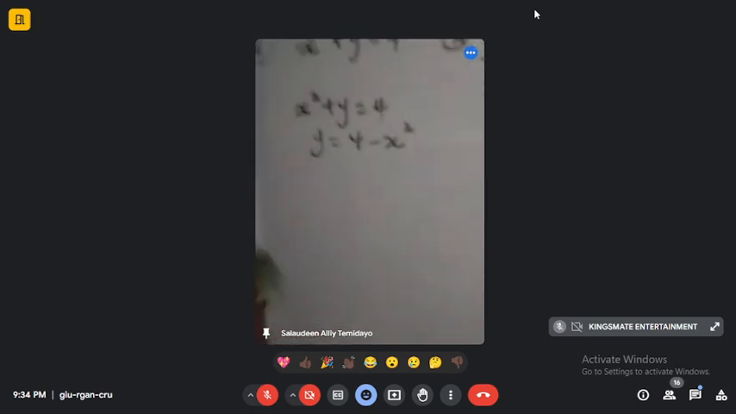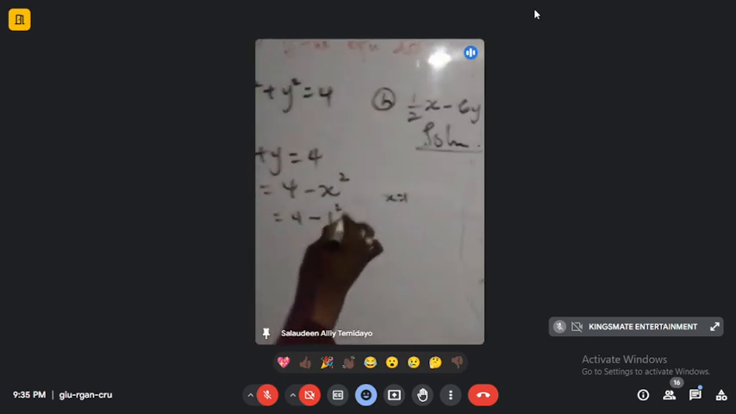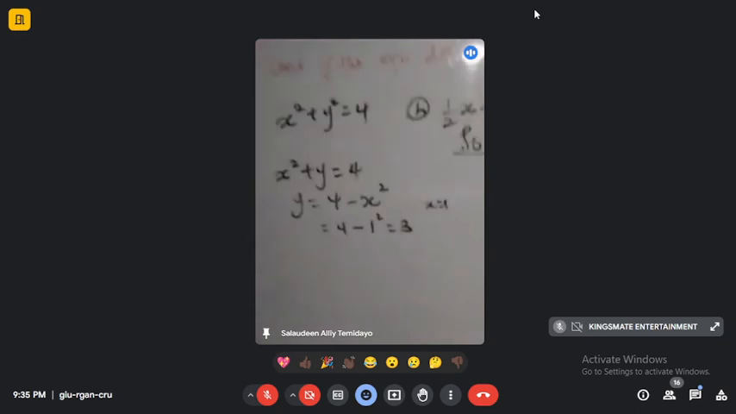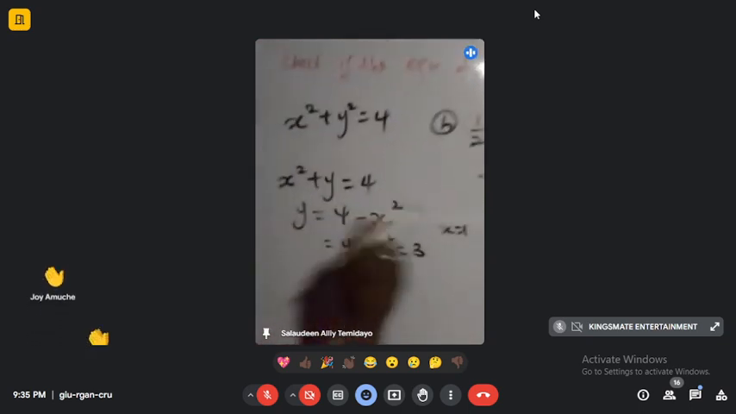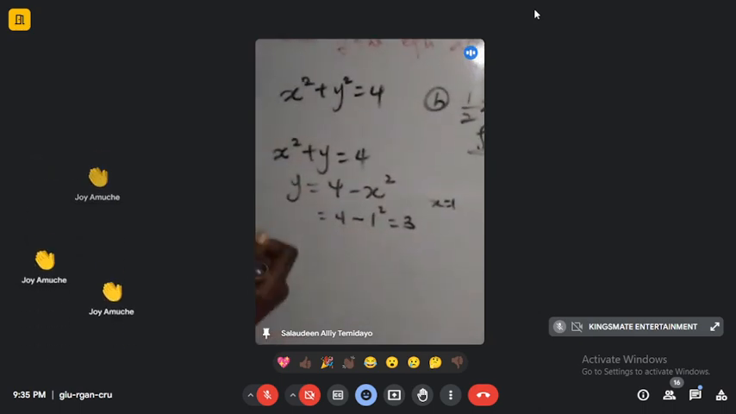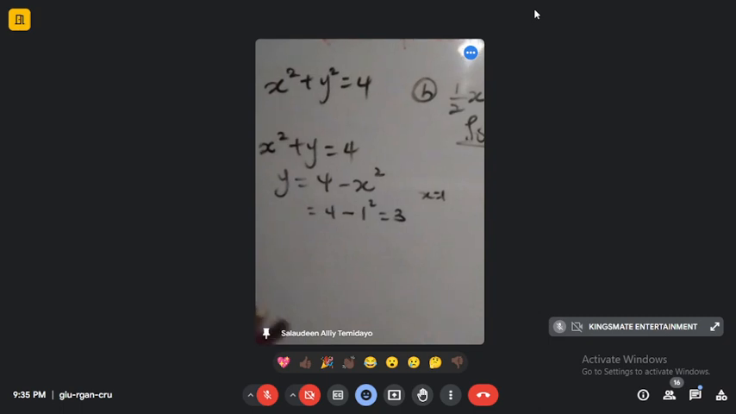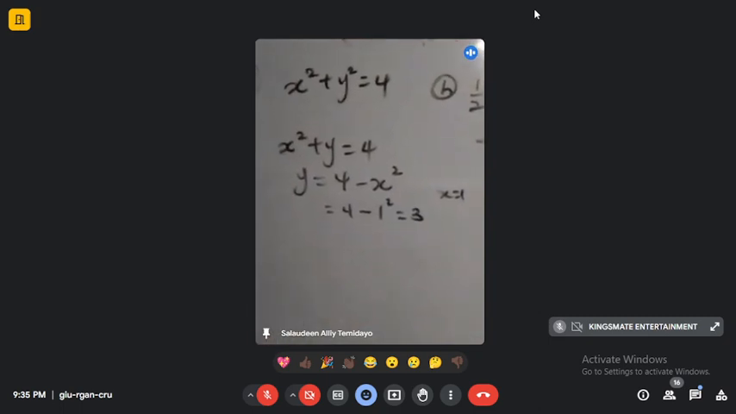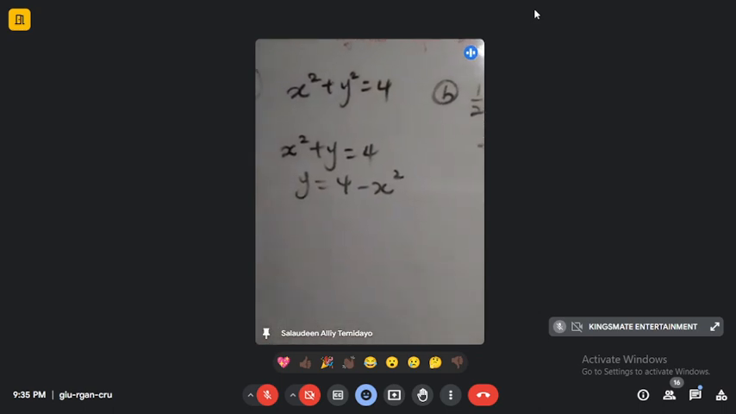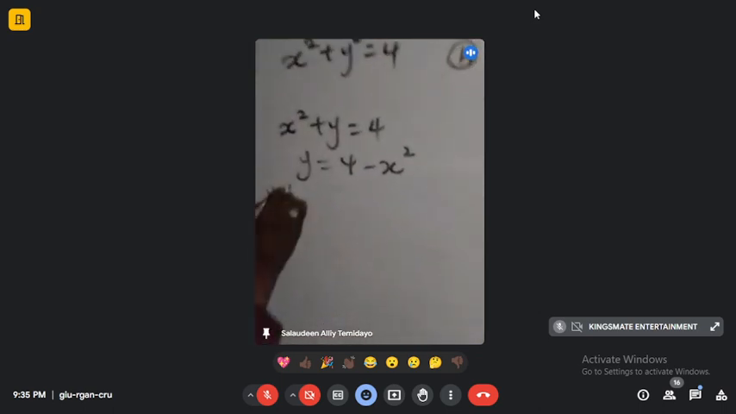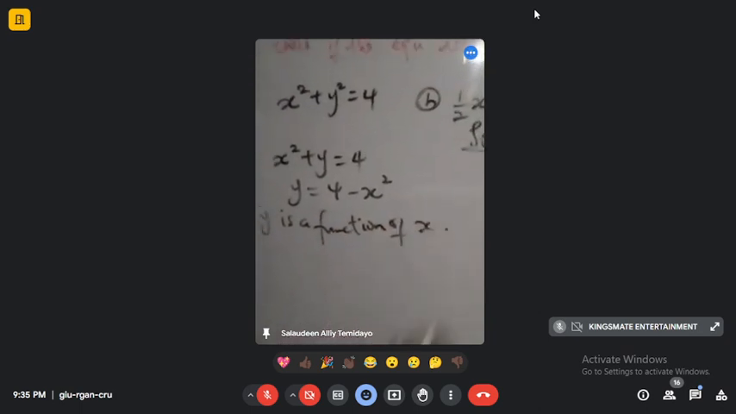If x equals 1, then y is going to be 4 minus 1 squared, that is 3. Finish. But if it was plus or minus something, it would be plus 3 or minus 3. Plus 3 and minus 3, there are two answers like that. So two values of y makes y not a function of x, while just one value makes it a function of x. So now we decide that y is a function of x.